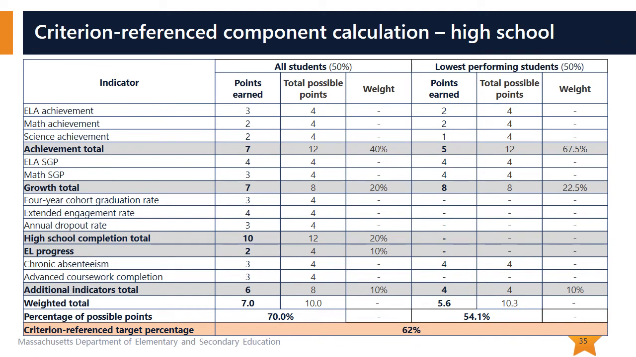At the high school level, the process is the same, but with additional indicators and slightly different indicator weightings. Again, the goal is to earn 3 points for each indicator for the all students group and the lowest performing students group, which would result in an overall criterion reference target percentage of 75%, indicating that the school is meeting targets. Middle high schools, K-12 schools, and K-12 districts will use the same calculation as high schools.